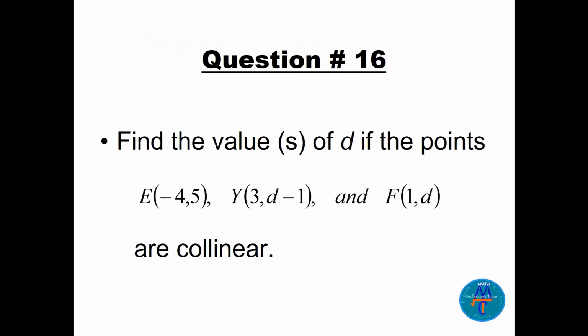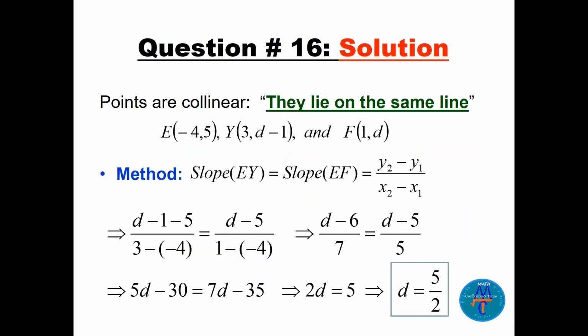16, find the value or the values of the D if the points are collinear. So we have point E, point Y, point F. Collinear means on the same line. Easy. If you have a line where we have 3 points that lie on the same line, we can take the slope of any 2 points. So I can take the slope of EY here. I can take the slope of EF. I can take the slope of YF or FY or FE, any 2 points in any order.